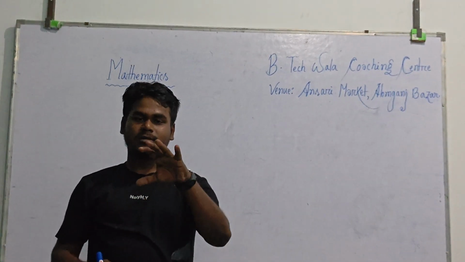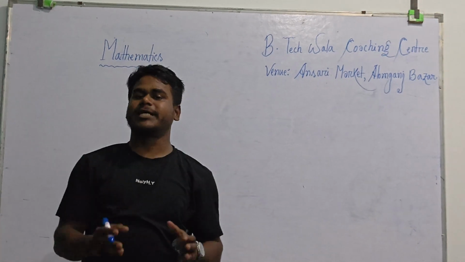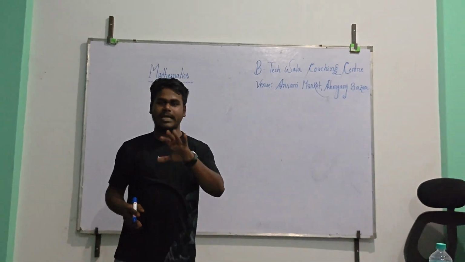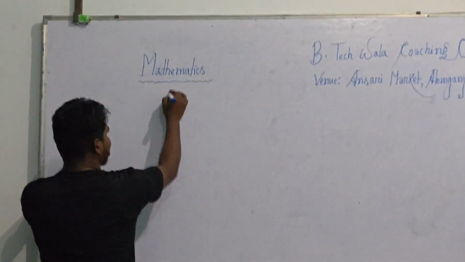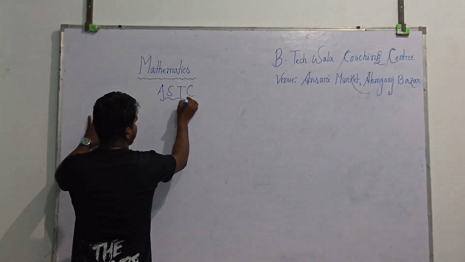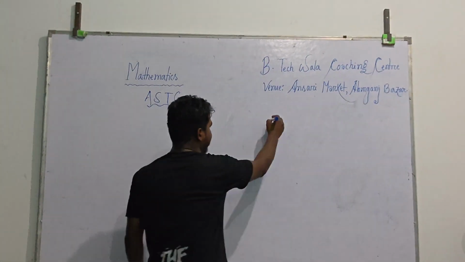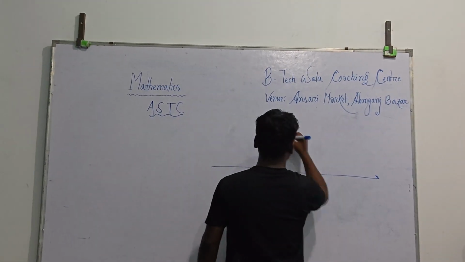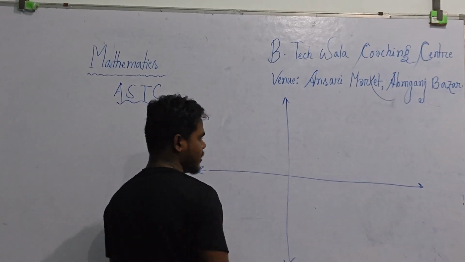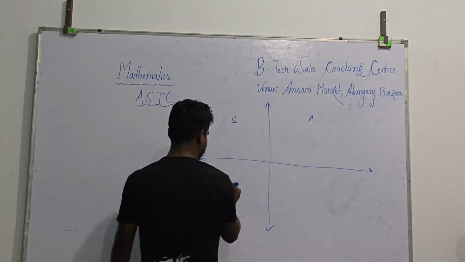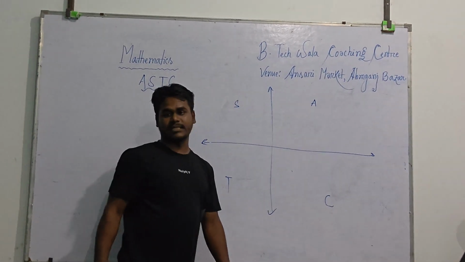I am going to give you short tricks of the trigonometric functions like ASTC. What do you mean by the ASTC of trigonometric functions? Now I am going to make the quadrant. This is the 2D plane. ASTC. What do you mean by the ASTC?